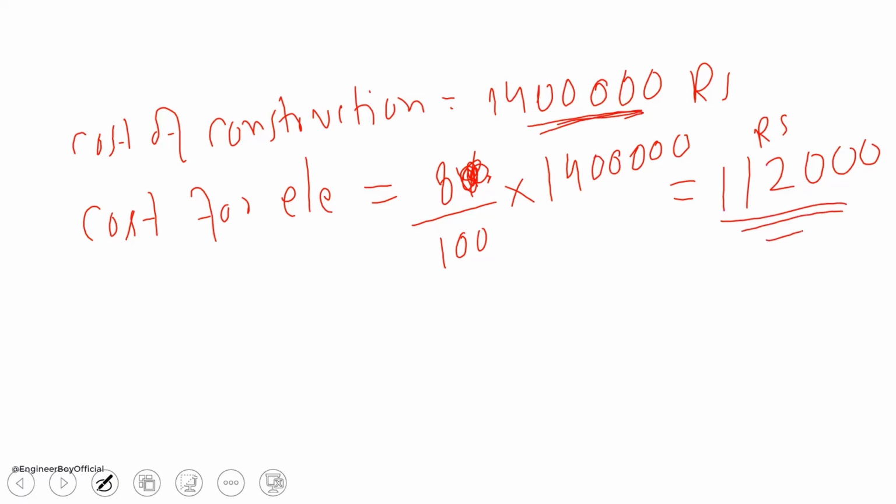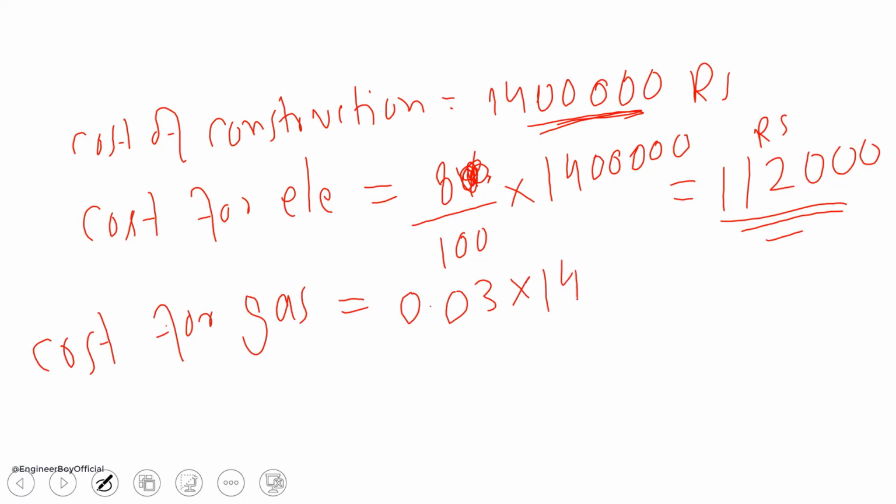So we have the cost of construction, and another thing is the cost for electricity. Now the cost for gas is 3%. 3% can be 0.03. I'm not going to divide it by 100 because it is the same thing, times the cost of construction, because it is 3% of the total cost of construction. The gas supply is 0.03 times 1400 and 000, and that should be 42,000, if I'm not wrong.